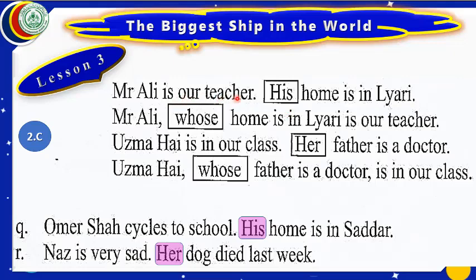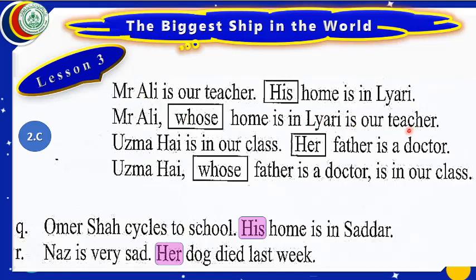Mr. Ali is our teacher. His home is in Lyari. Mr. Ali, dear students, here we shall not complete the first sentence first of all. In the first two parts of this exercise, in each part we completed the first part, then we wrote whose. But here in this exercise, after writing the subject of the first sentence, we shall write the word whose. Mr. Ali, whose home is in Lyari, is our teacher.